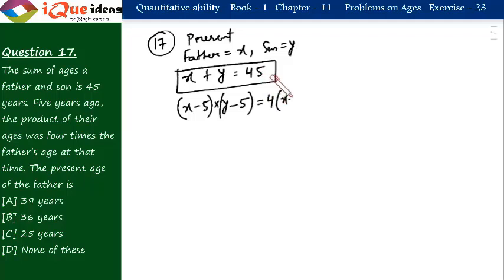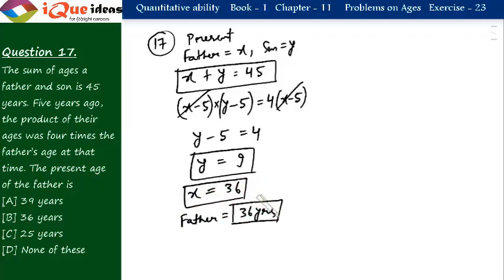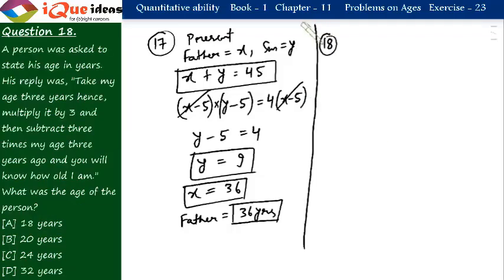So x minus 5 gets cancelled. So we have y minus 5 equal to 4, that is y equal to 9. If you put y equal to 9 in the first equation, you will get x plus 9 is equal to 45, so x equal to 36. So at that time, the father's age, or let's say the present age of father is 36 years, right? That is x. So it is present age of father is 36 years. Okay, a very simple question. Though by language it looks a little complicated, but it's a very easy question. Now question number 18. A person was asked to state his age in years.